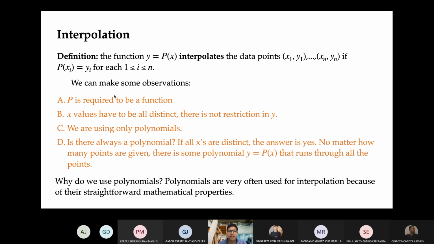So we can make some observations about these claims. The first one is P is required to be a function. Of course, this is going to be a function.